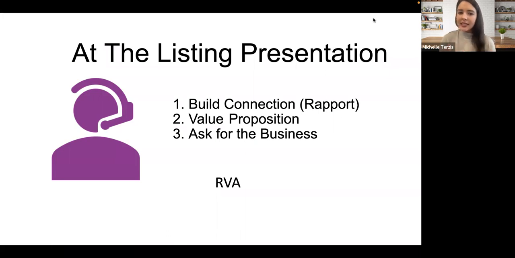This is the exact same as working with a buyer. Whenever you are in a conversation with a lead, make sure you're building connection, giving your value, asking for the business in that order. If you just tell them you're the best real estate agent and then ask for the business, you're not likely to get the business. But if you build a rapport where they like you, know you, trust you, and then they see your value, they're more likely to convert into an appointment.